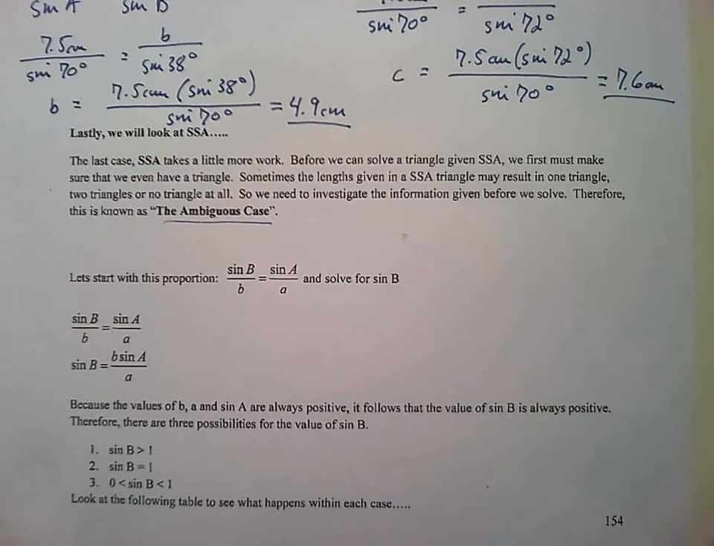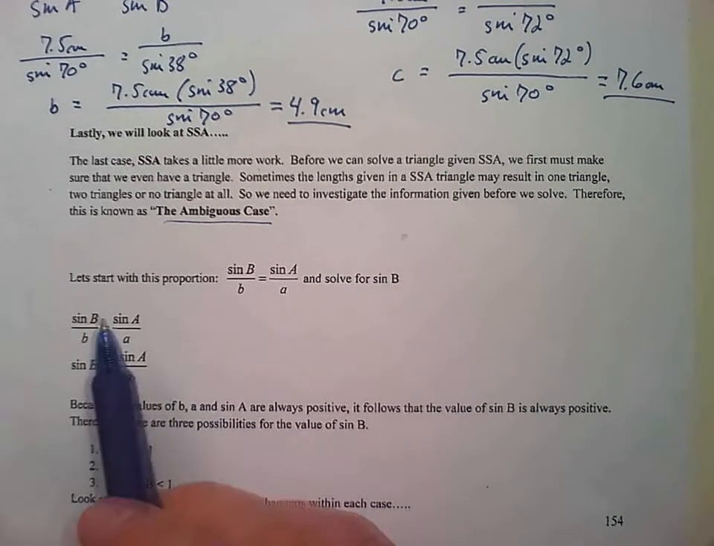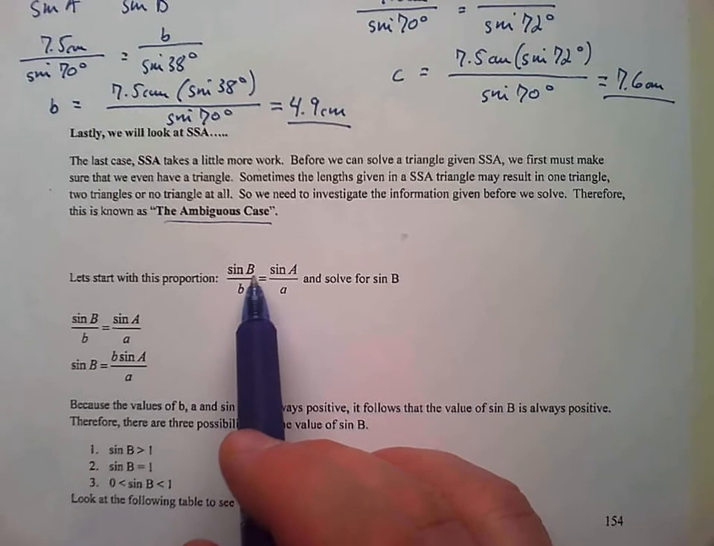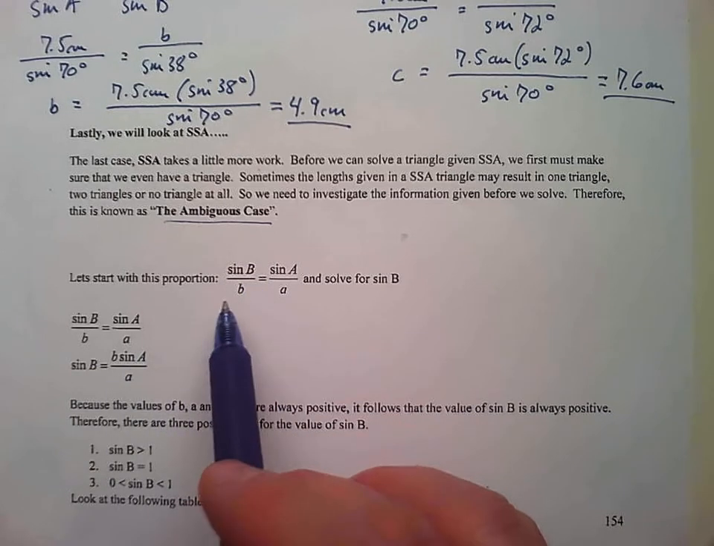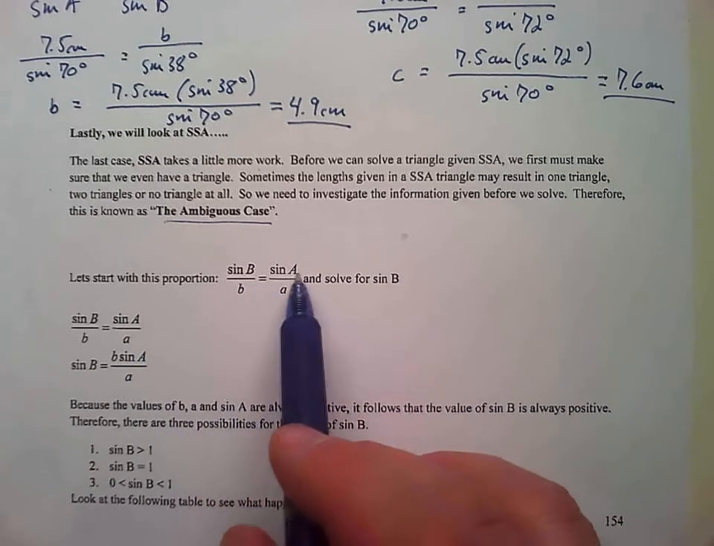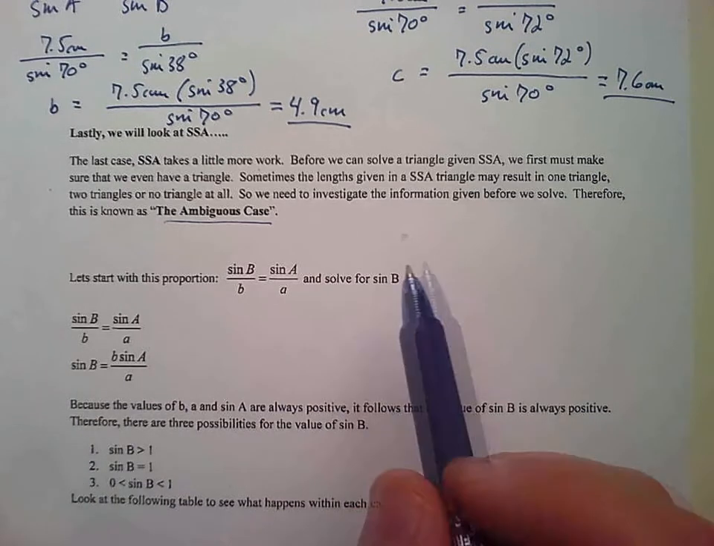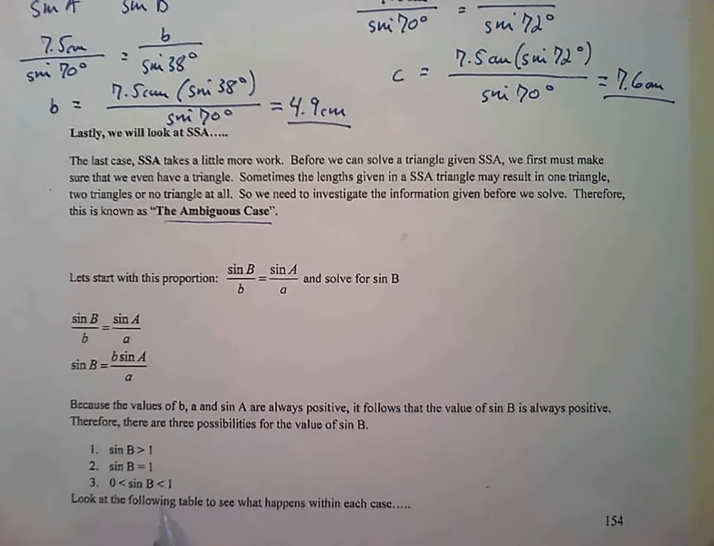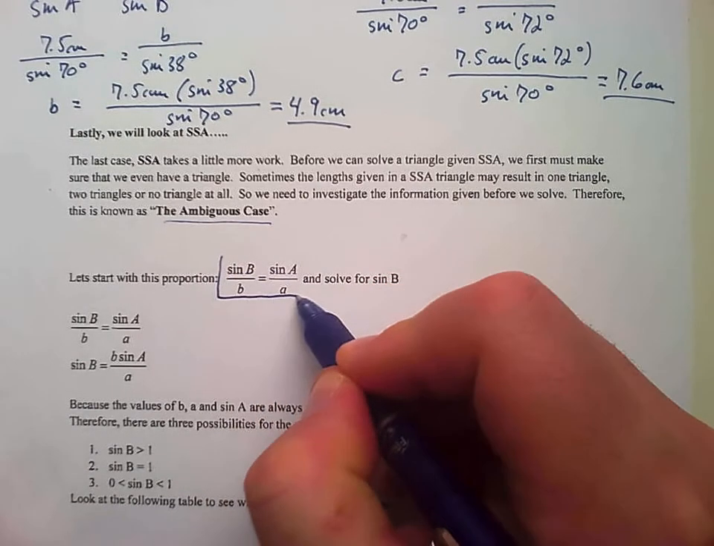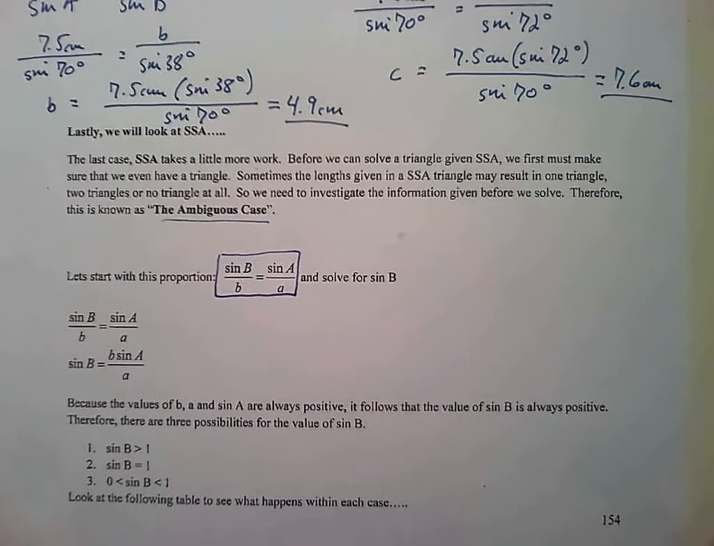So, let's take a look at this here. Let's start off with the proportion sine of angle B divided by the side B is equal to the sine of angle A divided by the side A. And let's solve for the sine of angle B. So again, this right here is the law of sines. Now we simply just have the sines of those angles in the numerator as opposed to the denominator. Nevertheless, this is still the law of sines.